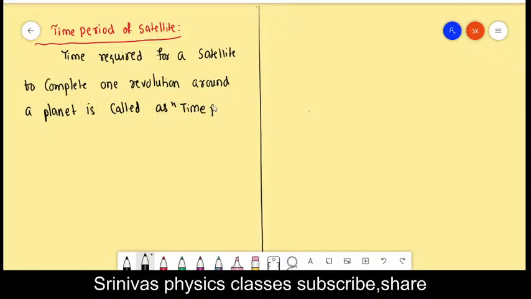This time period I want to find out: how much time is required for a satellite to revolve around a planet, and on what factors it depends. Then how will we derive that formula? It is very simple to derive. We will take this as one planet. The planet mass we will take as capital M, and the planet radius as capital R.